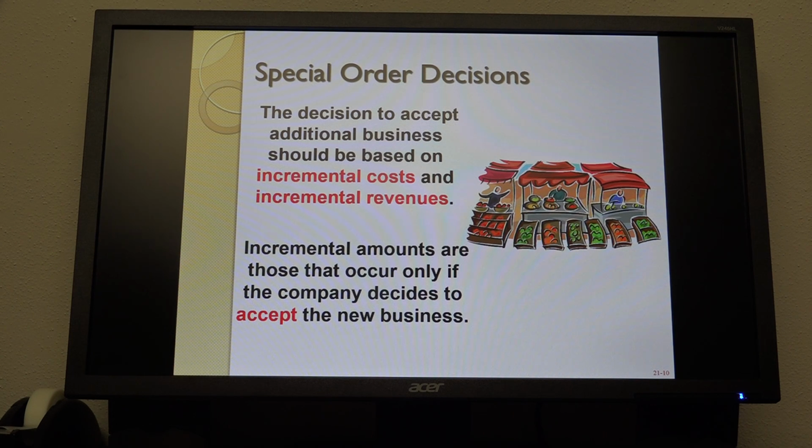All right, so let's talk about some common business decisions that you might be confronted with in day-to-day operation of a business. First one is special order decisions. This is deciding whether or not to accept additional business on top of your regular business. And the analysis should be based on the incremental costs and revenues, those amounts that occur only if the company decides to accept the new special order business.